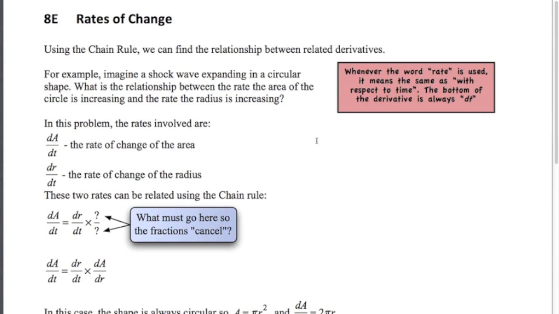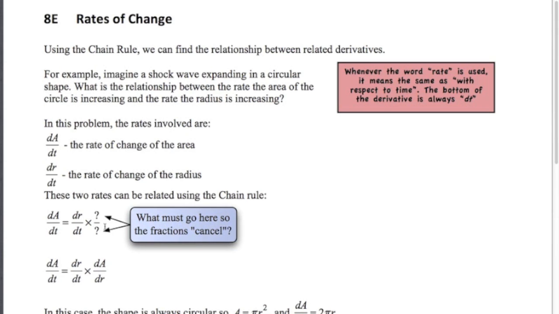As the radius is going faster and faster and getting bigger and bigger, certainly the area is getting bigger, but what's the relationship? Is it getting twice as big? Is it 4 times as big as the radius? We can use calculus to actually nail this and see what it actually is. So using the chain rule, let's look down here. dA dt, the rate that the area is increasing, is equal to the rate that the radius is increasing times question mark, question mark.